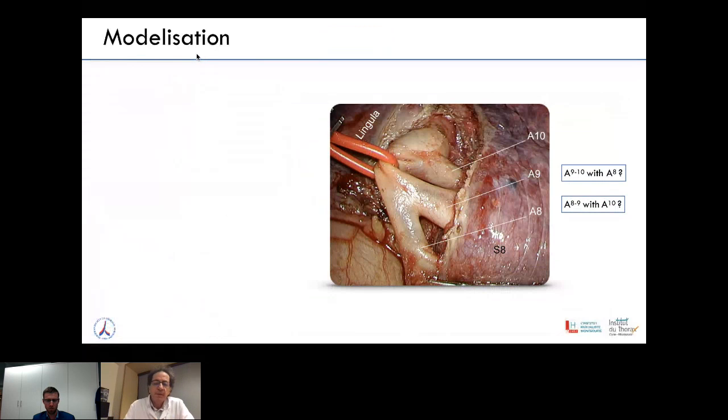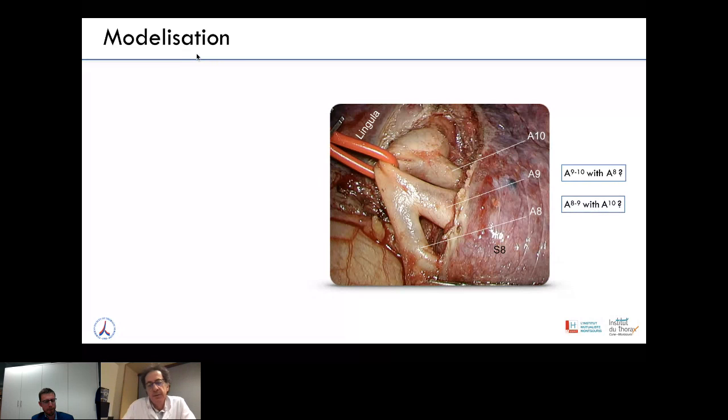So let me explain to you briefly why modelization is very helpful. Look at this picture on the right, and imagine you are performing a partial segmentectomy of the basilar segments. You see that the vessels have been dissected in a rather good way, but you are not able to understand the direction of the vessels.